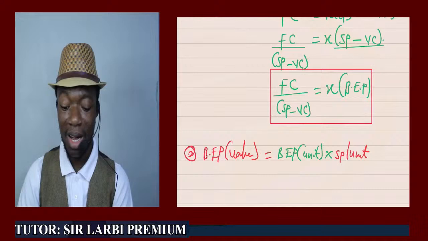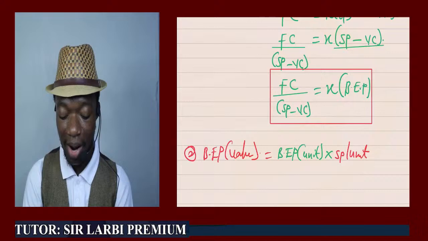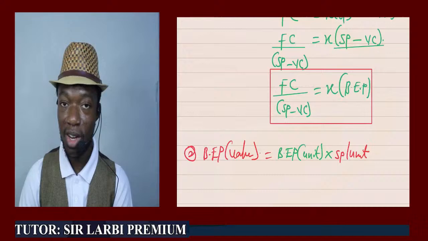So this is also how we calculate the break-even point in value. You know that the break-even point in unit is fixed cost over selling price minus variable cost per unit. And then for you to get the value, selling price per unit multiplied by the break-even point in unit. Okay, so once you have gotten that, that is perfect.